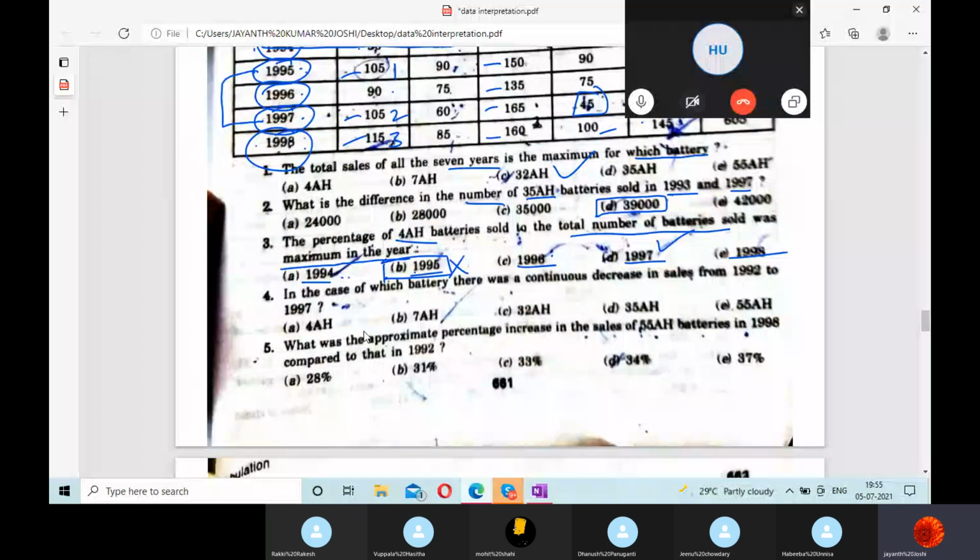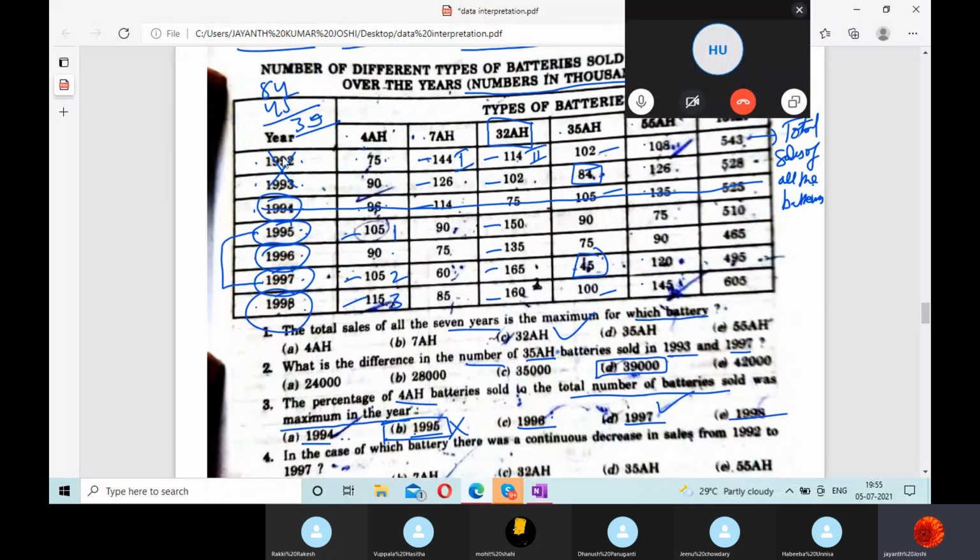Now, next question. In the case of which battery was there a continuous decrease in sales from 92 to 97? Let us see 92 to 97. Which one is decreasing constantly? So here for 4AH, it is increasing. See 75 to 90, then 96, 105, then it again decreases, then again increases. So this one is not. This one is decreasing, but increases again. But this is constantly decreasing.